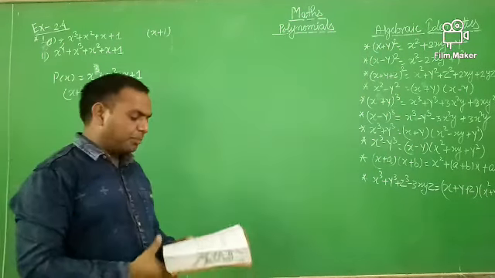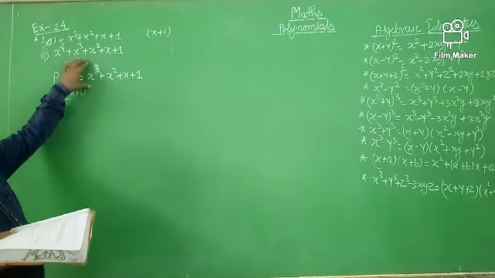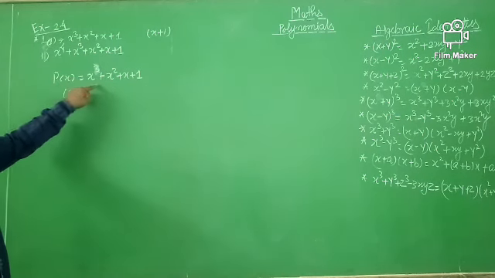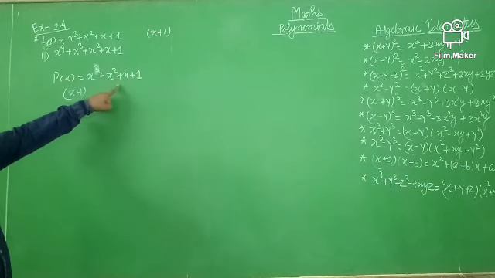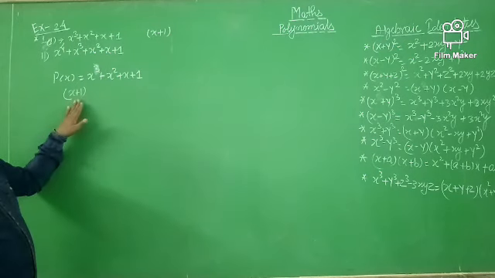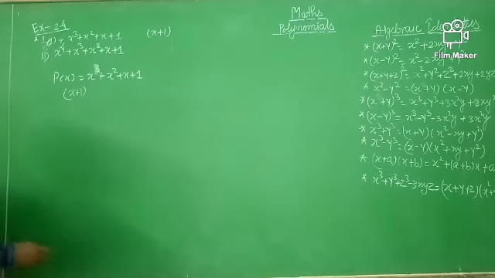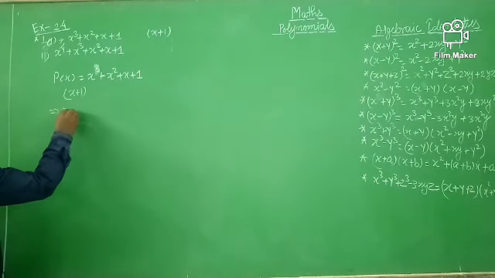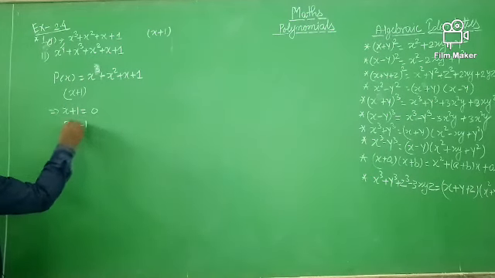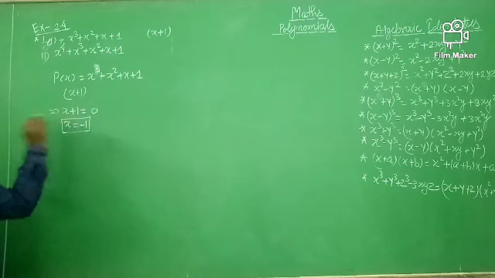so if I put the value of x in that polynomial, and that polynomial becomes 0, then you can say x plus 1 is a factor of that polynomial. If it is not equal to 0, then you can say that x plus 1 is not a factor of that given polynomial. So first I find the value of x. First, x plus 1 is equal to 0, so x is equal to minus 1.